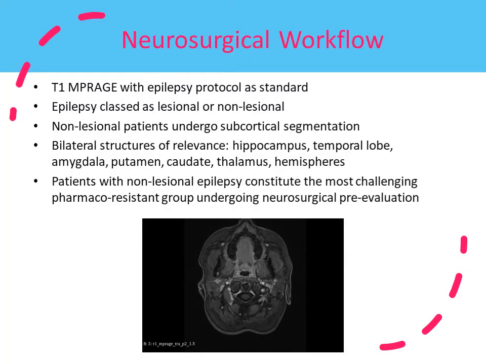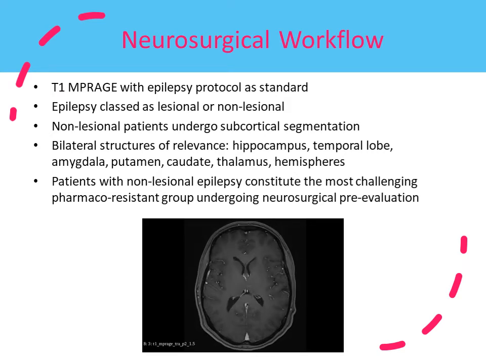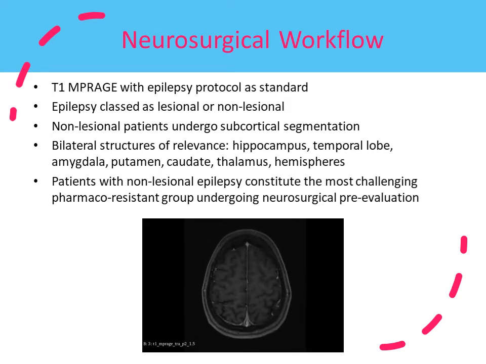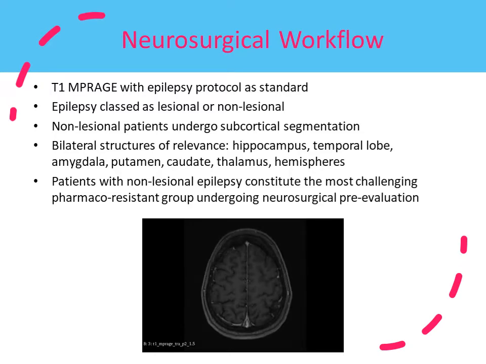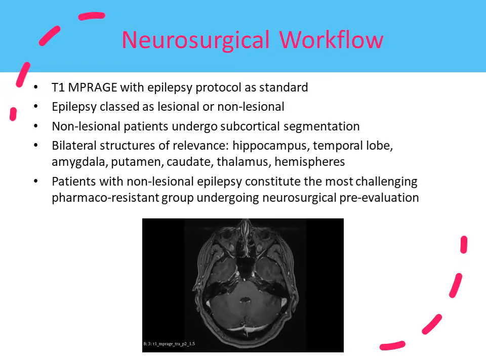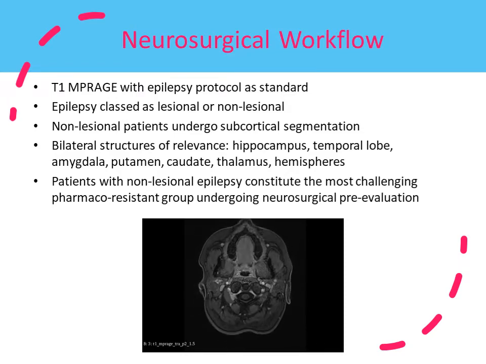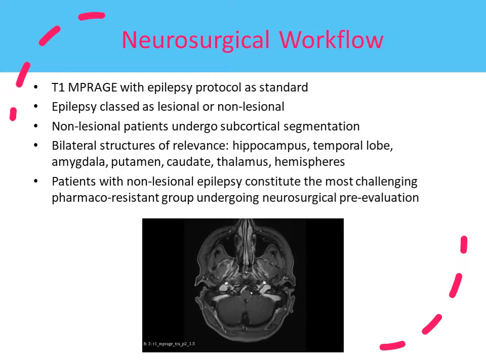In Beaumont, patients will get referred for a 3T epilepsy protocol MRI when they initially present. Among other sequences, this contains a high-resolution T1 weighted MPRAGE. The MRI is reported as either normal or abnormal, and is also used for subcortical segmentation to yield volume estimates. Structures of particular relevance in epilepsy are listed here.